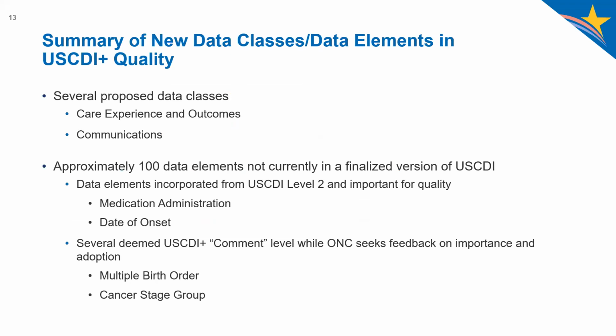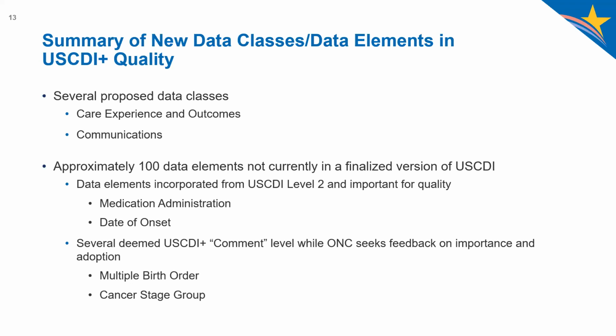So what's really included in this first draft of the USCDI Plus quality data element list? There are several new proposed data classes, including care experience and outcomes and communications. There are also close to 100 data elements in this data element list that are not included in any version of USCDI. So data elements such as medication administration and date of onset.